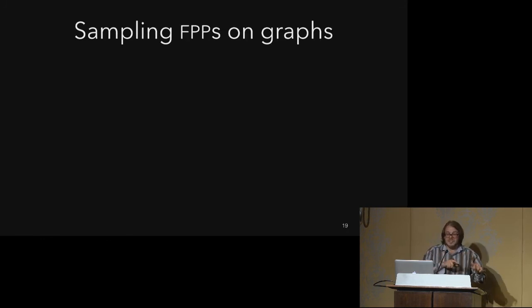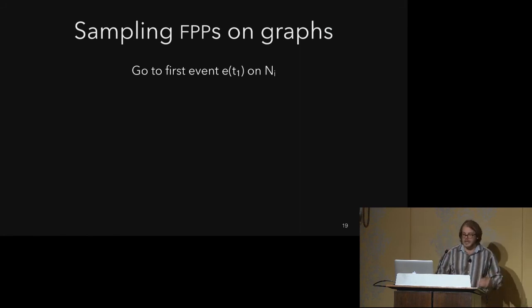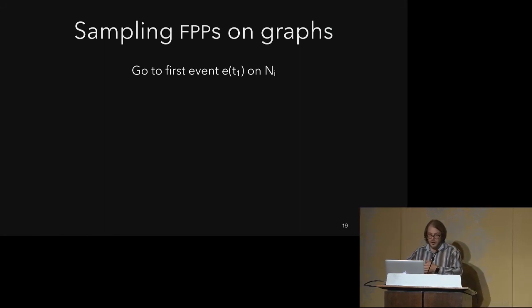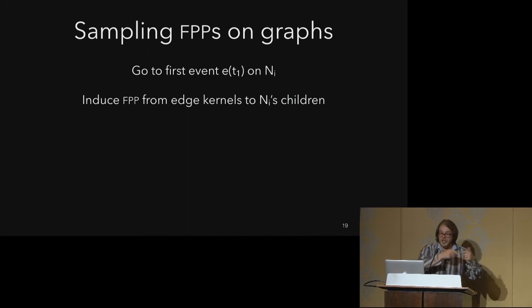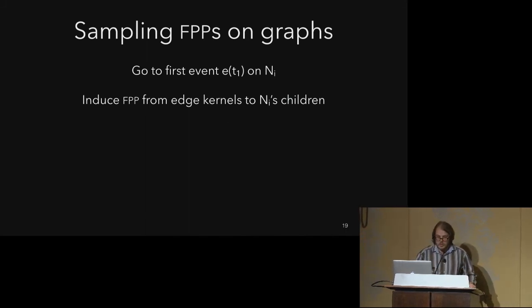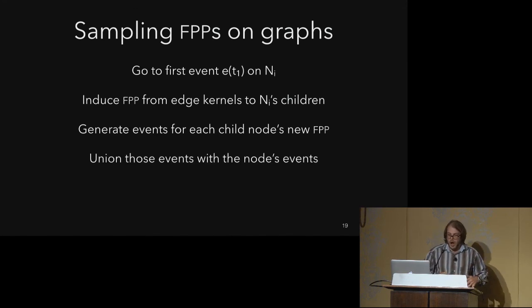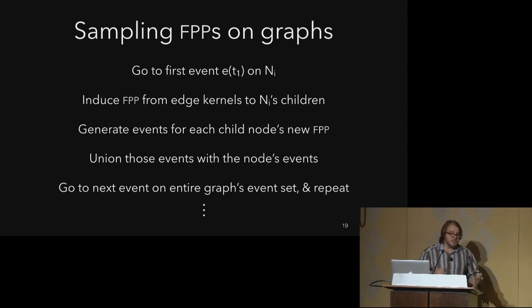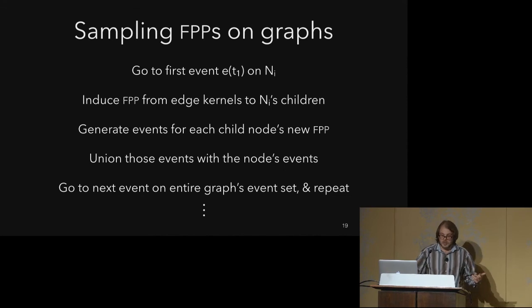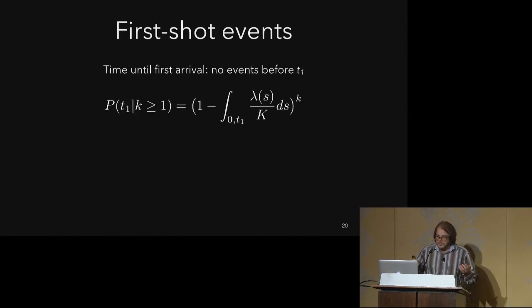To sample from FPPs on graphs, we jump to the first event, which just happens to be on node Ni. We induce the finitary process from each of the edges leading out from Ni, according to that edge's kernel. We generate the entire event set based on each one of those processes, and then we union those events with the others that already occur on that node. And then we go to the next event and iterate. Sampling like this allows inference through techniques such as rejection sampling, MCMC, and approximate Bayesian computation. And sampling in these kinds of complex stochastic cases is often the way that inference must be done. But to follow that algorithm, it'd be convenient to know the distribution of the first event.